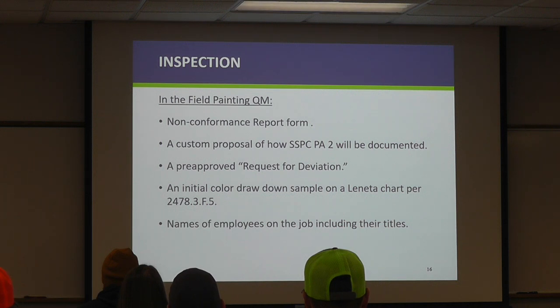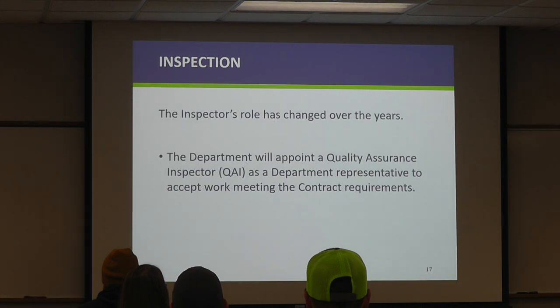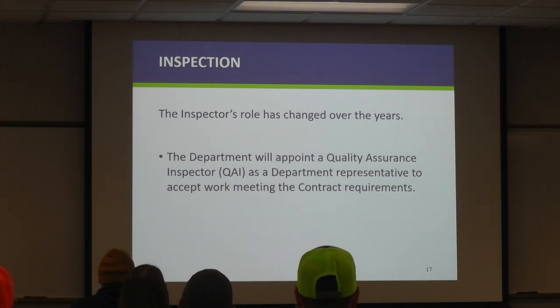Also with that are names of employees, including their job titles. This is important because, like it's mentioned in the manual, the foreman of the job, say, cannot also be the quality inspector. There's a conflict there. It's spelled out in black and white. Some smaller outfits tend to do a little bit of everything. So if the job foreman is also doing the QC, that's actually by spec not supposed to be happening.